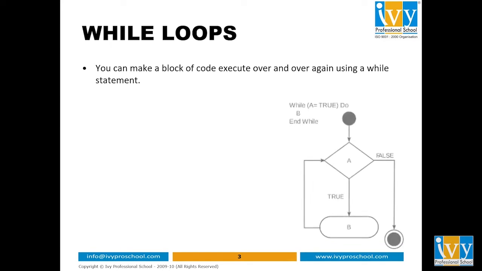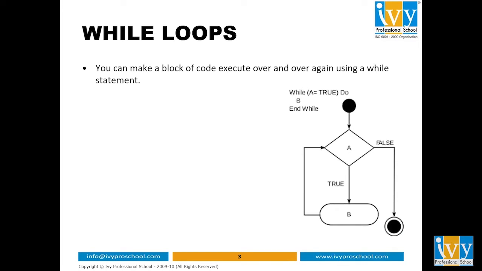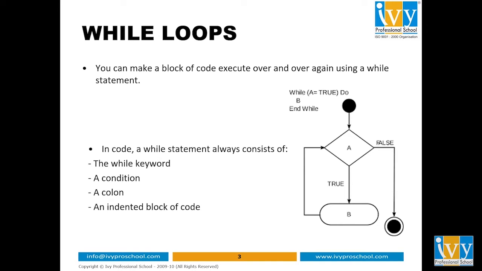Let's look at this flowchart. A is a condition that can take two values, true or false. When A is true, B gets executed and then it goes back to A and checks whether A is true or false. Again, if A is true, then B gets executed, and if the condition A is false, the while loop stops.